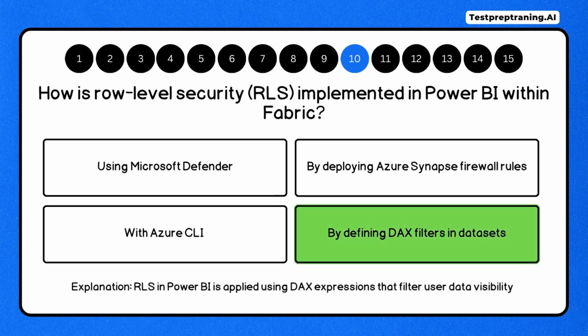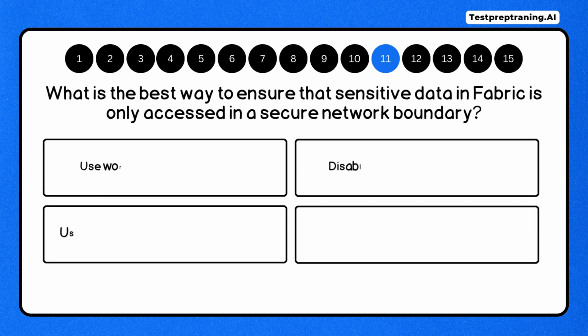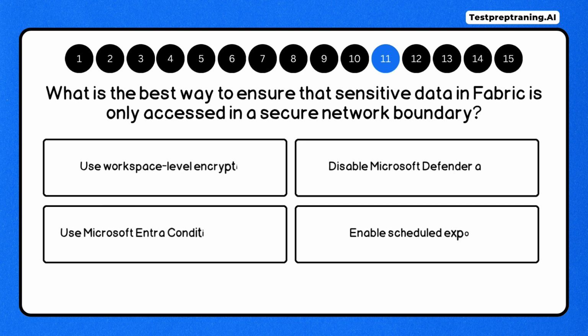Correct answer is by defining DAX filters in datasets, as RLS in Power BI is applied using DAX expressions that filter user data visibility. Question 11. What is the best way to ensure that sensitive data in Fabric is only accessed in a secure network boundary?